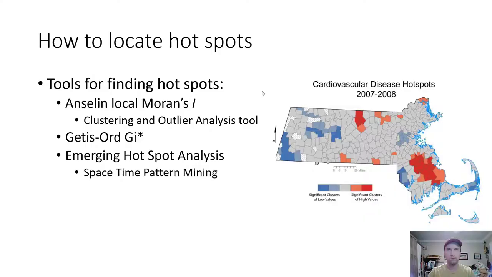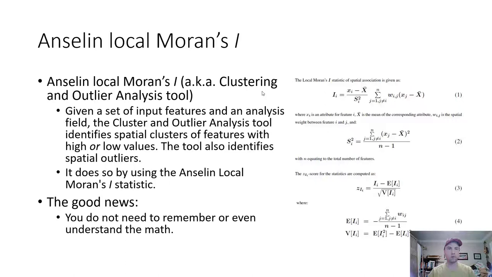I don't know. All right, so what are some tools for finding hotspots? Anselin Local Moran's I, that's what we're going to be using today in the lab. That's actually the technique, the statistical analysis technique, known as Anselin Local Moran's I. But the tool in ArcGIS Pro is called the Cluster and Outlier Analysis tool. Then Getis-Ord Gi star. That's what I'll remind you of in a moment, but that Gi asterisk is called Gi star, not G asterisk. And then finally, emerging hotspot analysis, which is a space-time pattern mining tool, which I will explain. It's a bit complicated. So first, Anselin Local Moran's I.